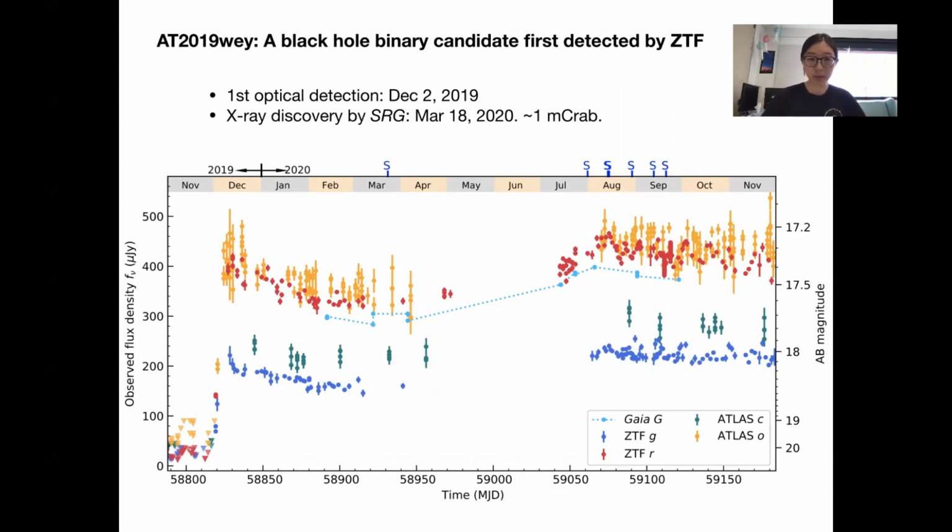Historically, black hole binaries were primarily discovered in the X-ray, but because in the past few years we have built synoptic wide-field optical sky surveys, there is nothing preventing us from finding them in the optical. AT 2019 WEY is an excellent example, where the rapid rise of the outburst was first recorded by ZTF in December 2019, and the X-ray discovery came 3 months later in March 2020. You can see that the optical flux of this outburst stays relatively flat during the first 6 months of its evolution and then slightly increased.